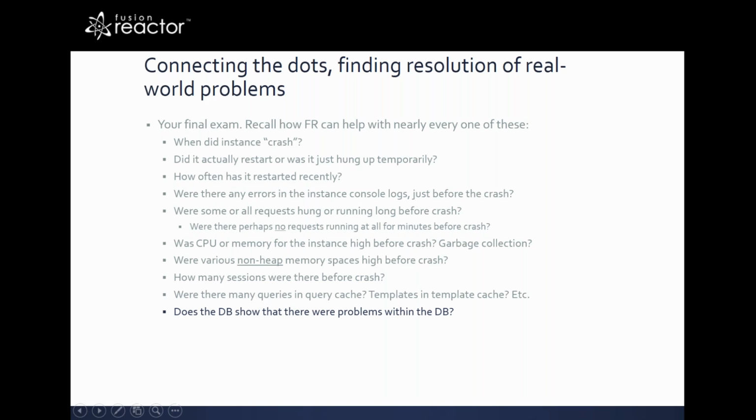And does the database show that there was a problem with the database? That might flow back to your application server. So you can see it's a holistic approach. Many things FusionReactor can tell you, some things that it can't, and you need to use other tools to help you. There might have been other processes, for instance, on the machine. So these are some of the key things to watch out for.